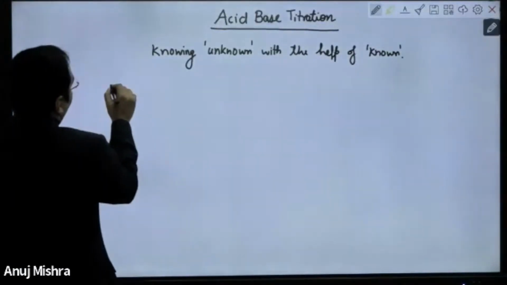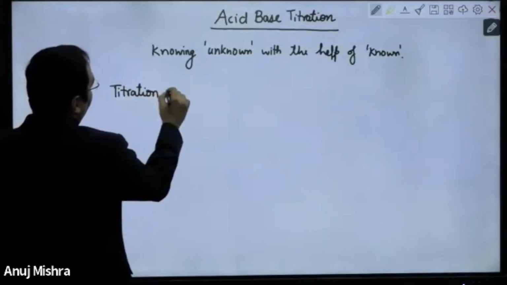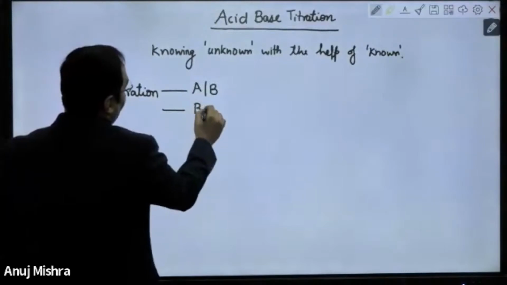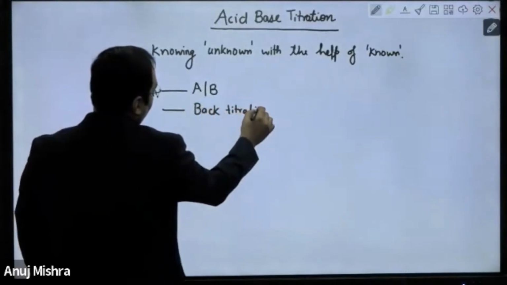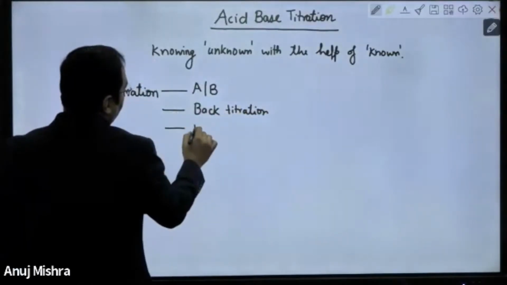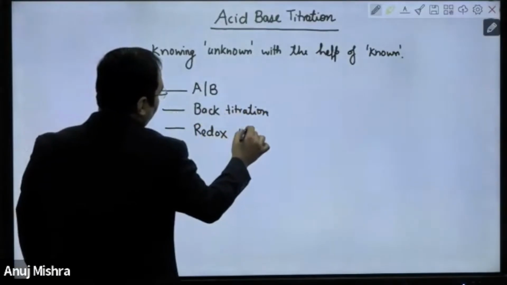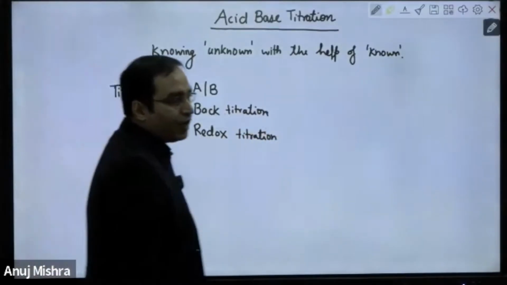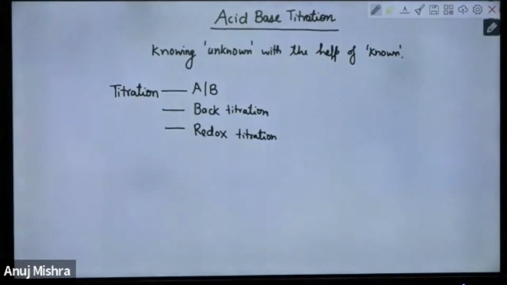So titration can be of three types. Please write down: titration can be of three varieties. It can be acid-base titration. It can be back titration. It can be redox titration. These are three types of titration that you come across: acid-base titration, back titration, and redox titration.